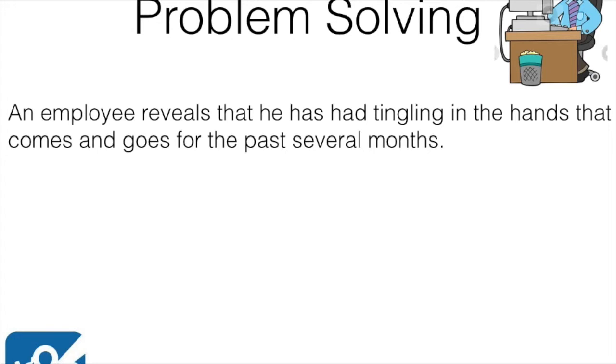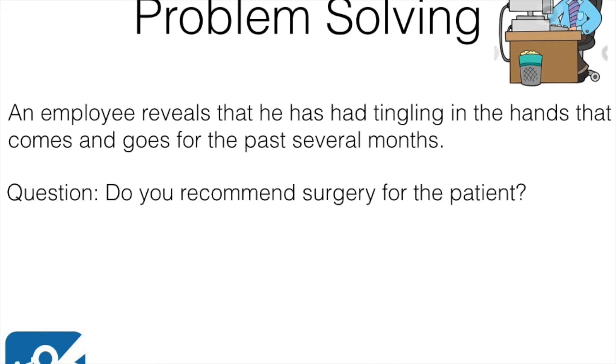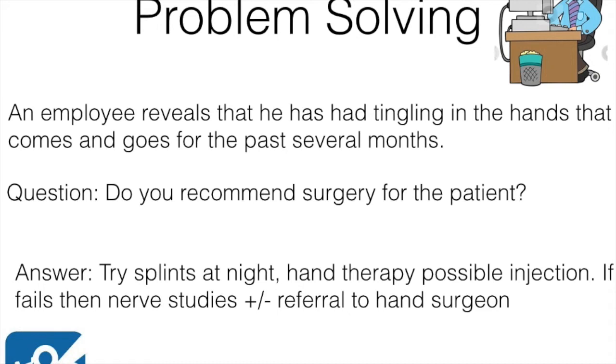Here's the question: does this patient need surgery for his carpal tunnel syndrome? The immediate answer is no. His clinical symptoms are minor and stable, and he has not had any functional loss from the symptoms at this time. Reasonable treatment would be a trial of splints and/or a course of injections with hand therapy. If this fails or the symptoms progress, then the provider could consider doing nerve conduction studies and/or referral to a hand surgeon for a second opinion.